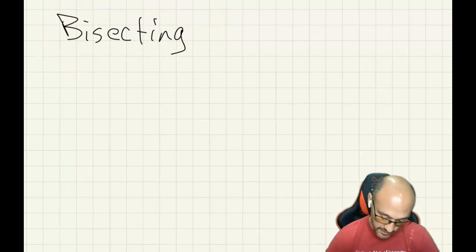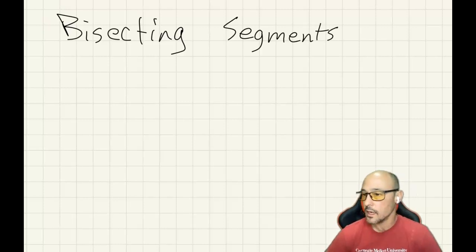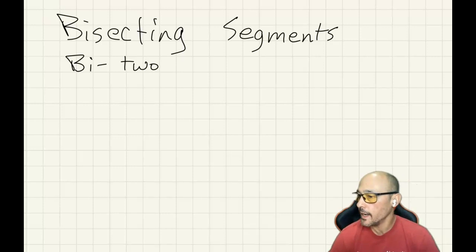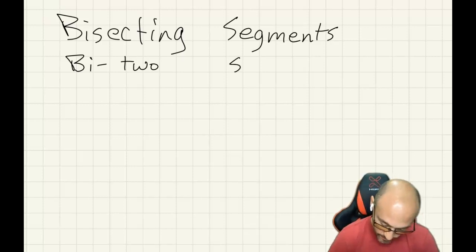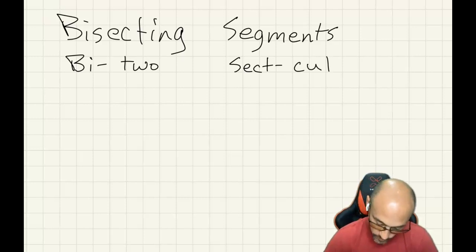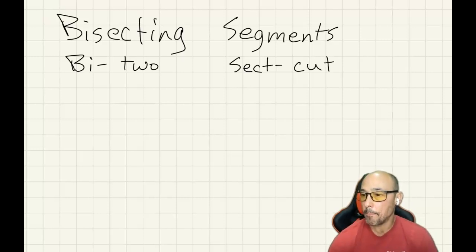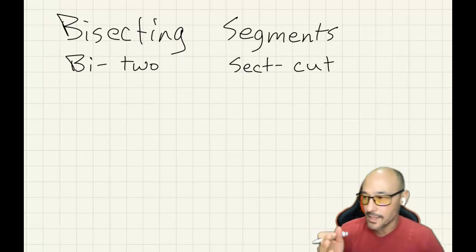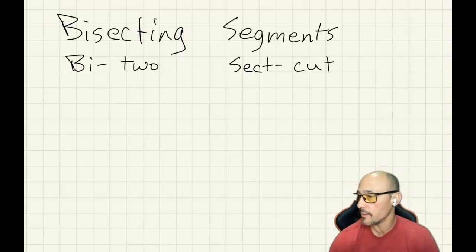Bisecting segments. So in the last video, we did copying a segment. This is bisecting a segment. And the prefix bi means two. And the root word sect means cut. So when we're talking about bisecting a segment, we're talking about cutting it into two pieces. And it's essential that the two pieces we're cutting it into are the same length. Bisecting, cutting it into the same size.